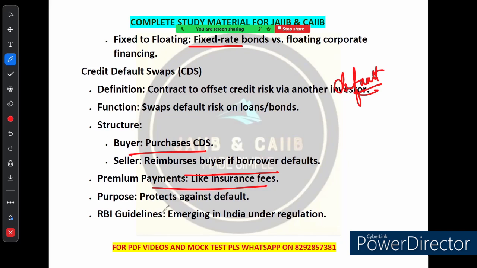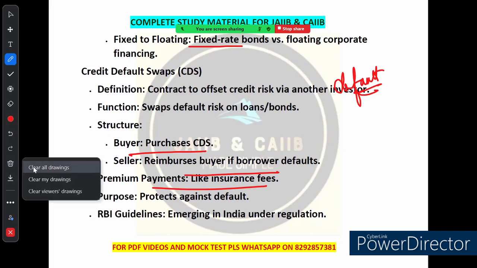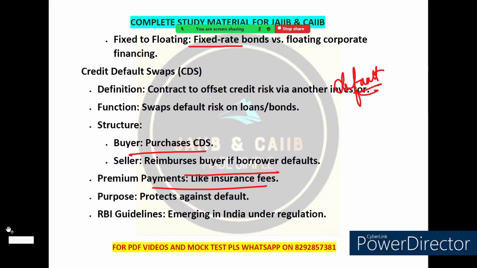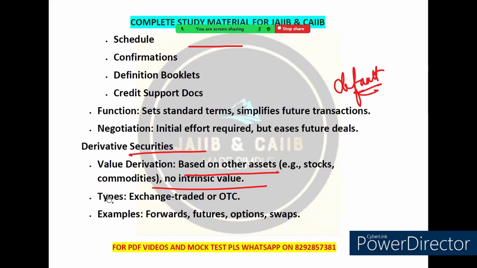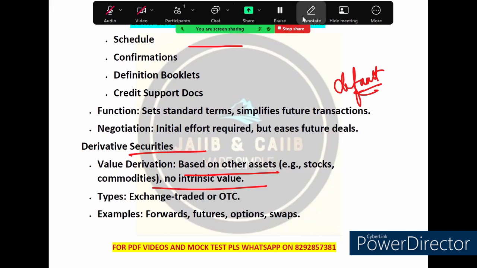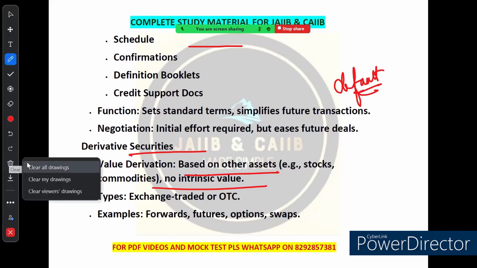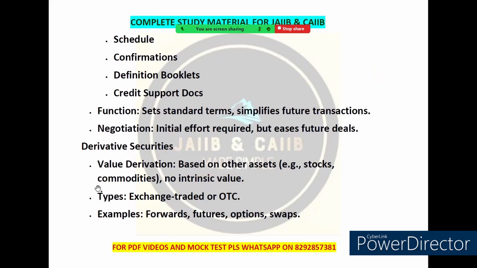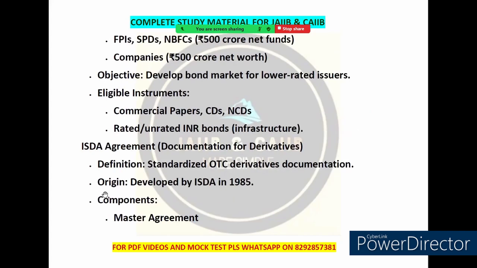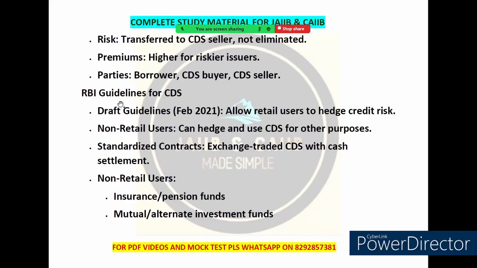So now let's talk about the RBI guideline. In 2021, RBI released a draft guideline to allow retail users to hedge against credit risk in India. As you can see, in the case of CDS, there are three parties: borrower, CDS buyer, and CDS seller, right? And RBI drafted the guideline in February 2021, which allows retail users to hedge against credit risk in India.